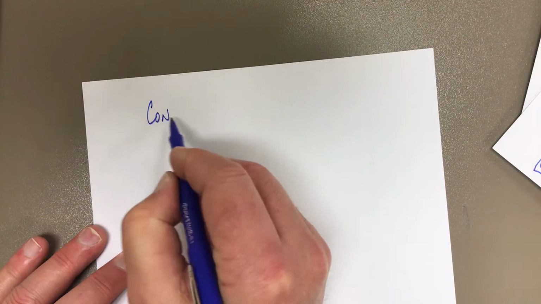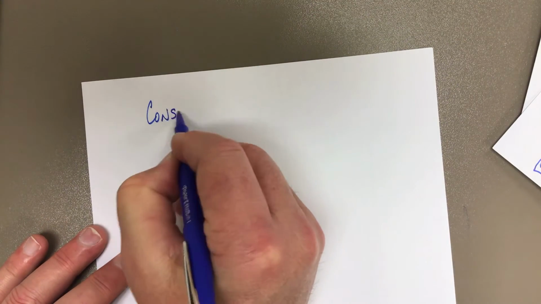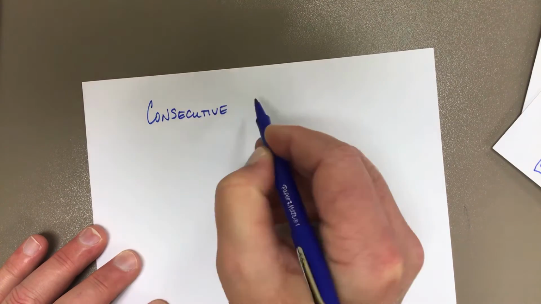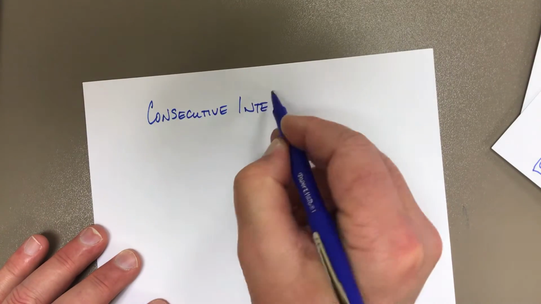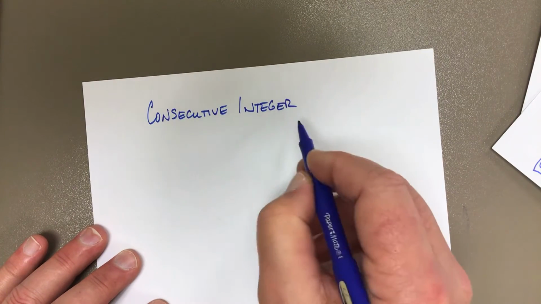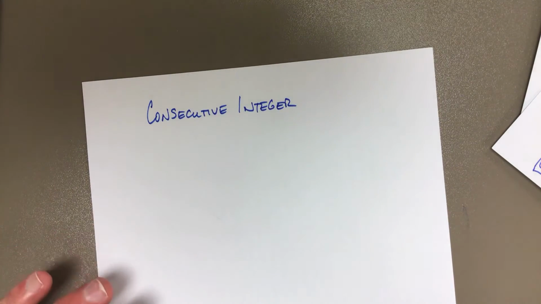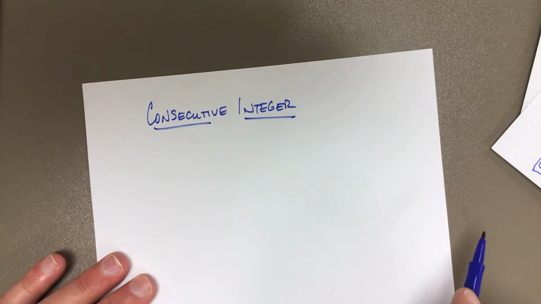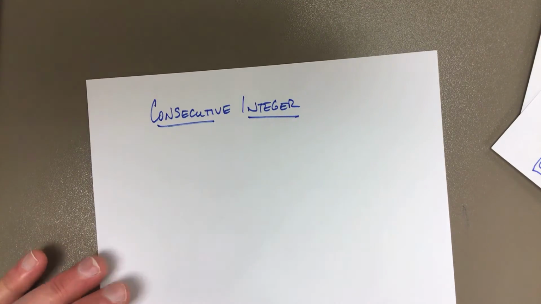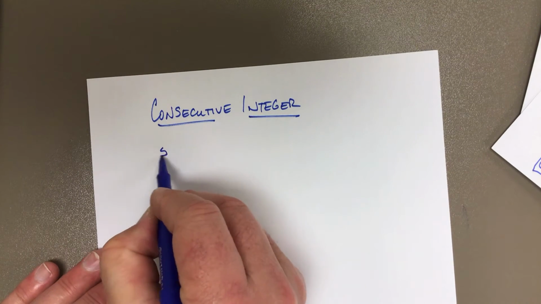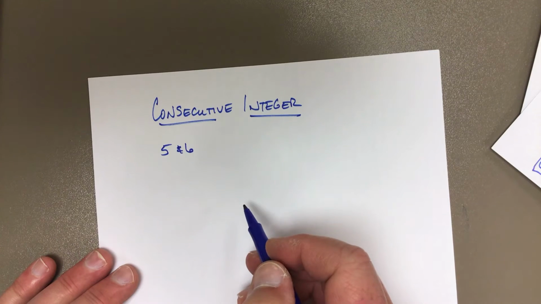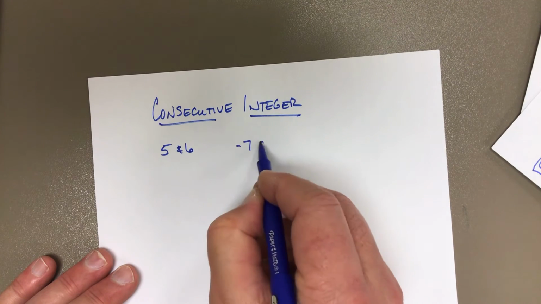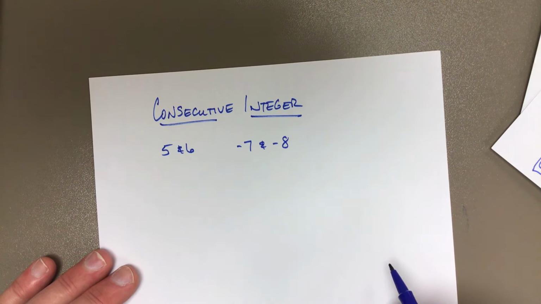All right, let's take a look at consecutive numbers. Consecutive means that you're going to have them right next to each other, right? We call them consecutive integers, because remember, they could be positive or they could be negative. Integers have no decimals, but they can be positive or negative. So consecutive would be like 5 and 6. Those could be consecutive, right? -7 and -8. Those could be consecutive.